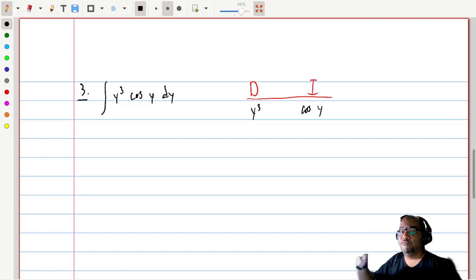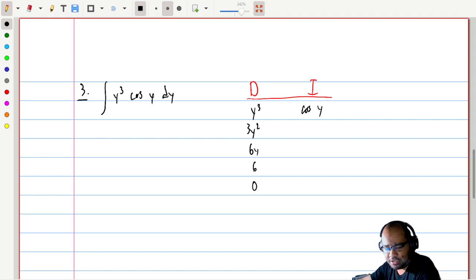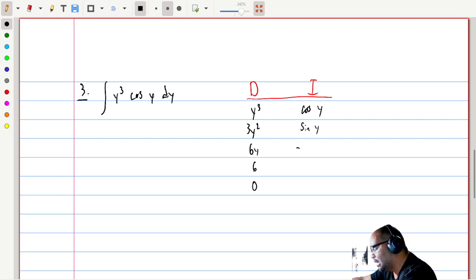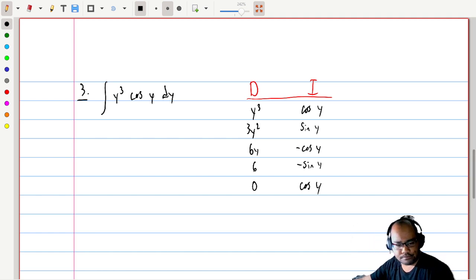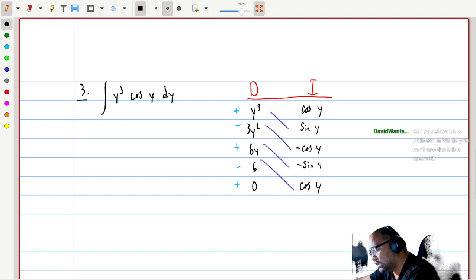And now this is again where you have to be very careful with your pluses and minuses, okay? So differentiate, and then integrate cosine until we have the same number of lines. So the integral of cosine gives me sine. Again, gives me a negative cosine. Then negative sine. And then a plus cosine. Plus, minus, so get your signs in there. Build your shoelaces. Tic-tac-toe. And now you just read it off.